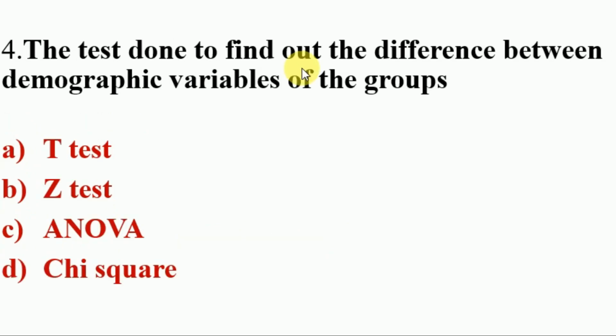Next question. The test done to find out the difference between demographic variables of the groups. Options A. T-test, B. Z-test, C. ANOVA, D. Chi-square. Answer is D. Chi-square test. So the test done to find out the difference between demographic variables of the groups is a chi-square test.